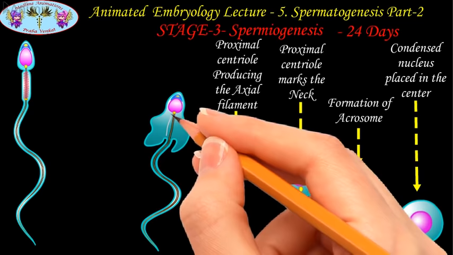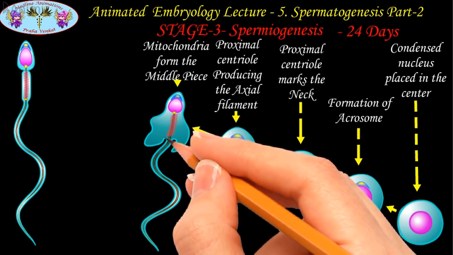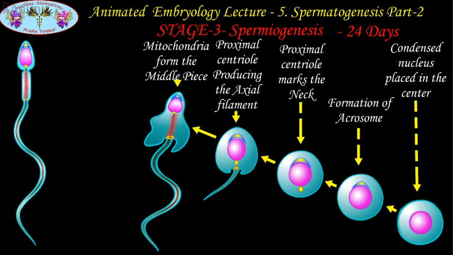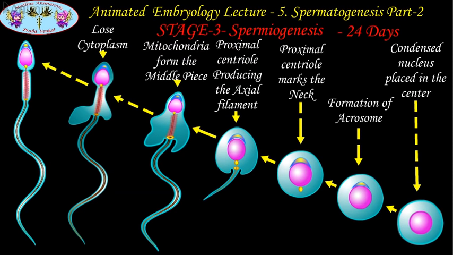Now, the mitochondria arrange themselves around the axial filament next to the neck region and mark the middle piece. Following that, the distal centriole forms a ring-like structure called annulus and gets placed at the end of the middle piece. And the continuation of the axial filament further forms the tail piece. On the way, the spermatid loses most of its cytoplasm and will be converted into a sperm. In all the above stages, the developing sperm is in close contact with the Sertoli cells that support the developing non-motile sperm in all ways.